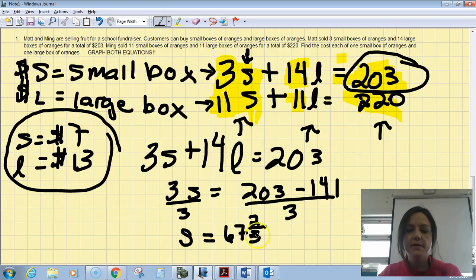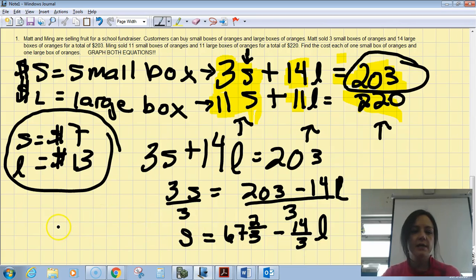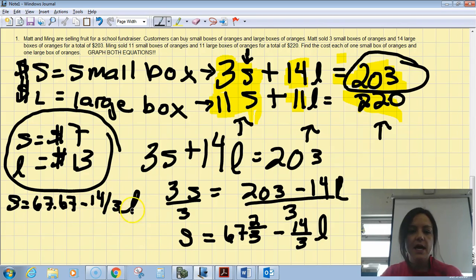And then we have, oh, where did my L go? Oh, here it is. It just looks like a 1L minus 14 over 3L. So that's my slope. Down 14 over 3, right? So let's write this over here. S equals 67, and I'll just do 0.67 minus 14/3 L.